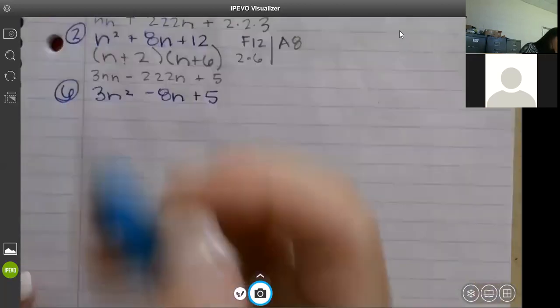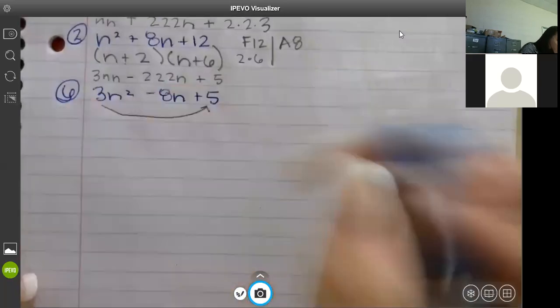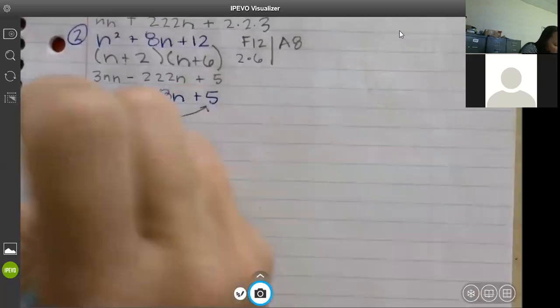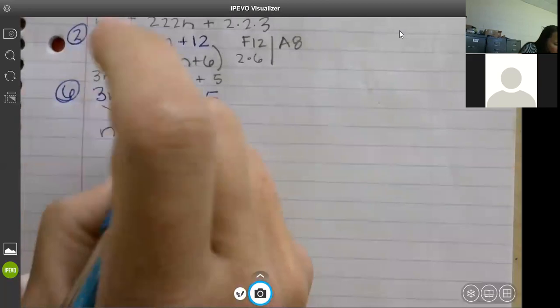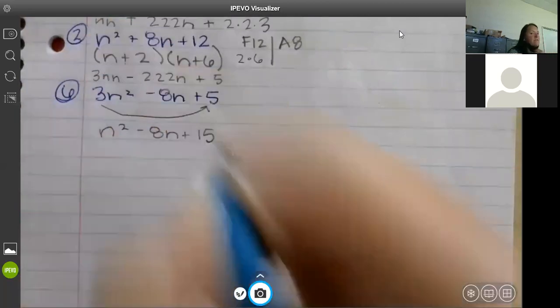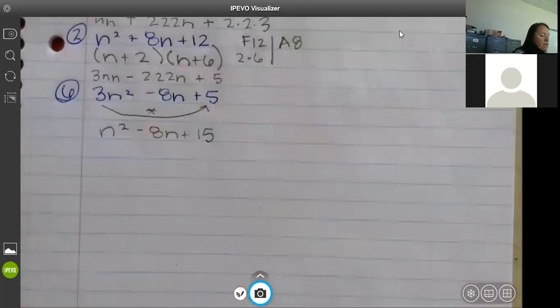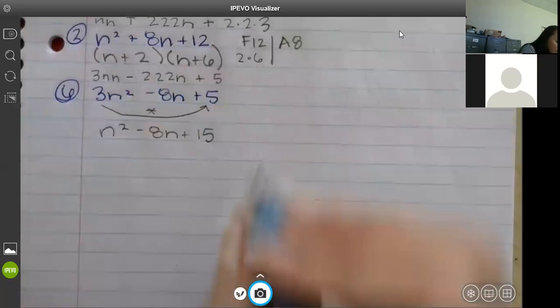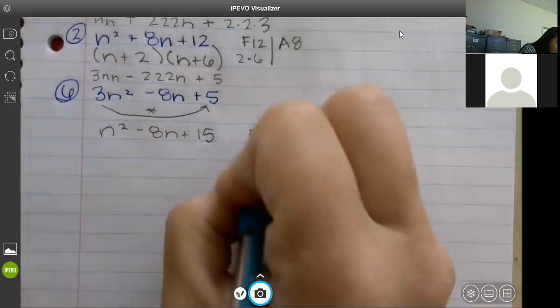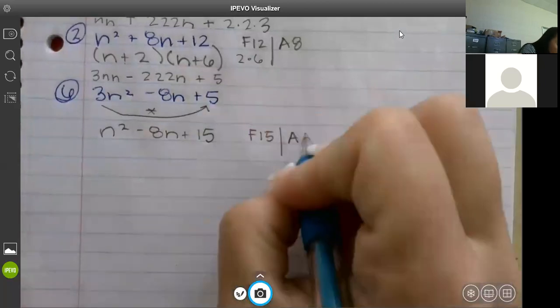So we're going to slide our 3 over. And we're going to get n squared minus 8n plus 3 times 5 is 15. Remember, we multiply that. Now it turns into cheater method. So I need factors of 15 that add to negative 8.